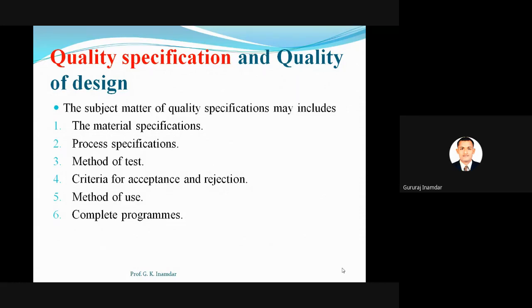Which method do you have to use for the sampling? In the previous syllabus, a sampling chapter was also there in this subject, and I already taught that chapter. This is also an important factor: the criteria for acceptance and rejection. Which component should be accepted? For that purpose, we have to design different specifications. We can use national level and international level standard specifications.